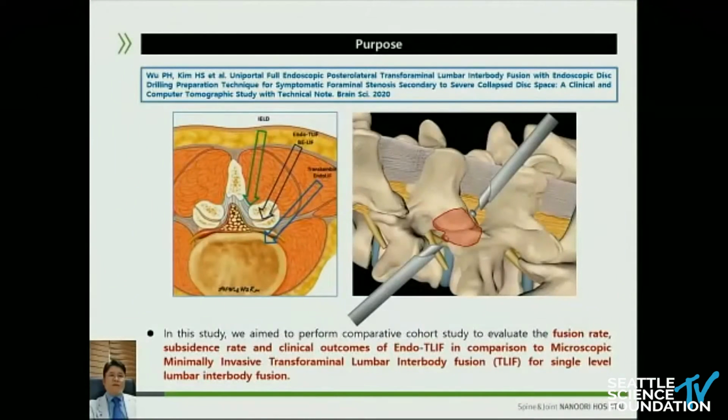The currently implemented endoscopic transforaminal lumbar fusion is divided into the transforaminal Kambin's approach and the posterolateral approach. In this study, we aimed to perform a comparative cohort study to evaluate the fusion rate, subsidence rate, and clinical outcomes of uniportal full endoscopic TLIF in comparison to microscopic minimally invasive TLIF for single-level lumbar fusion.